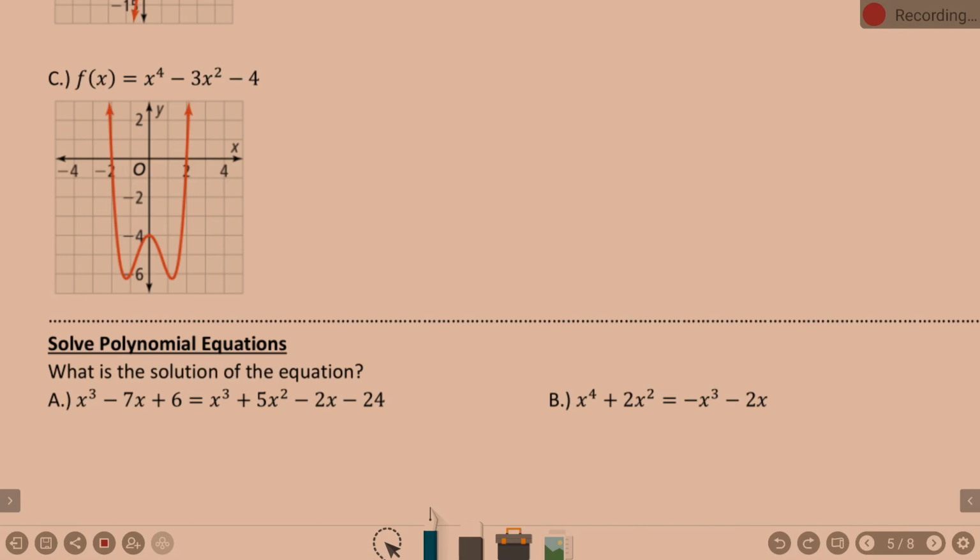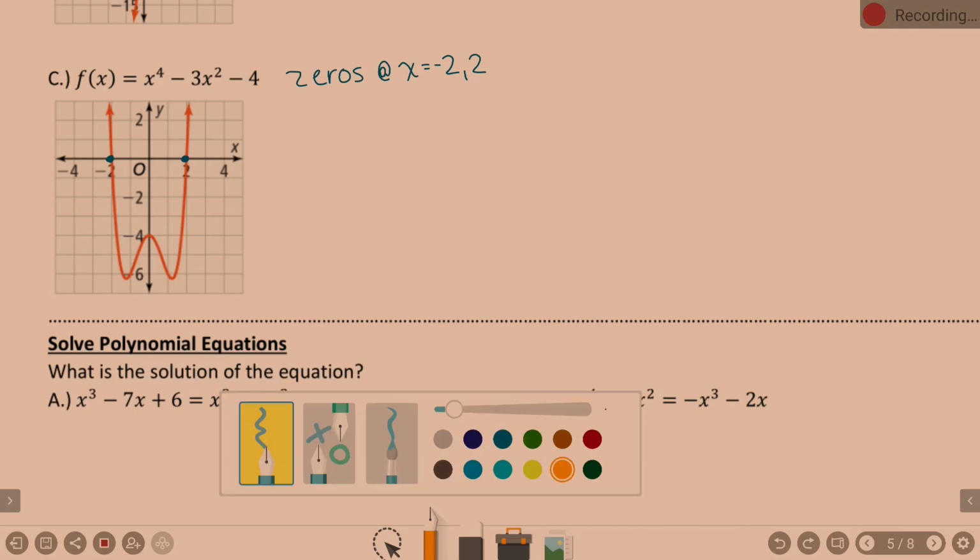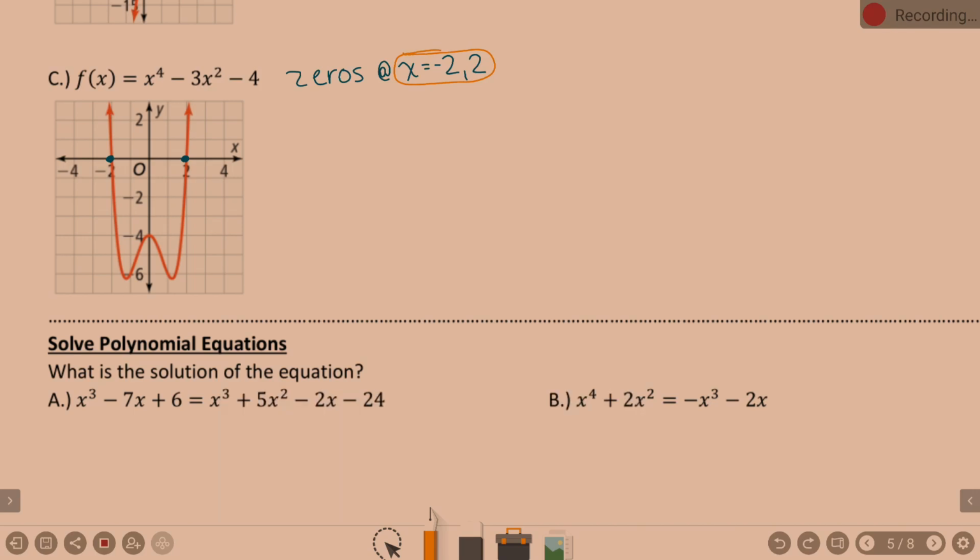With that in mind, what information does the graph tell us on C? -2 and 2. My graph crosses the x-axis at -2 and 2, yes? So that means we know right off the bat that we have zeros at x equals -2 and 2. So just to start the problem, there are 2 of my answers, right?